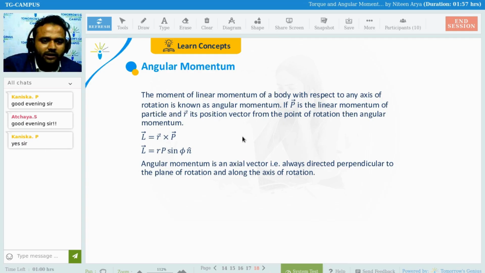Meanwhile, you can read whatever is written over here. Angular momentum is simple, like we find the torque. In the same way we can get angular momentum. And angular momentum, what is it? The rotational momentum, we can say, the momentum of an object in a rotational sense.